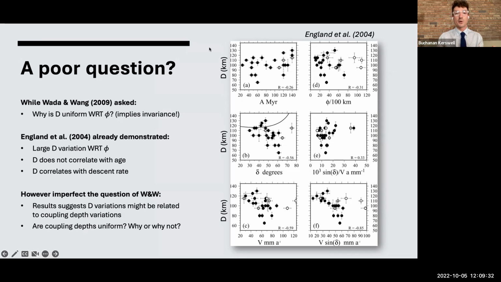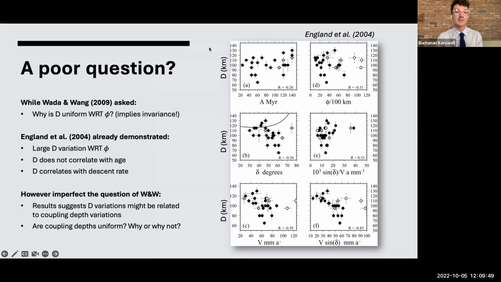So I think the wording of the question, why is D uniform, kind of led to this notion that in subduction zones there seem to be some features that are invariant, where this doesn't seem to be the case.